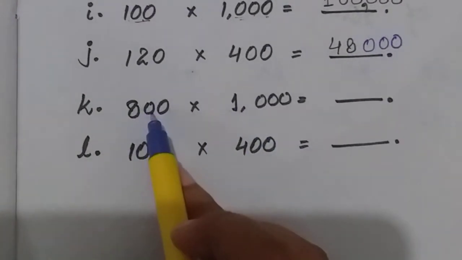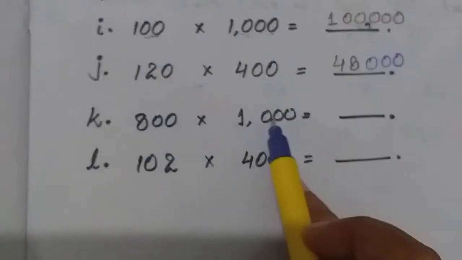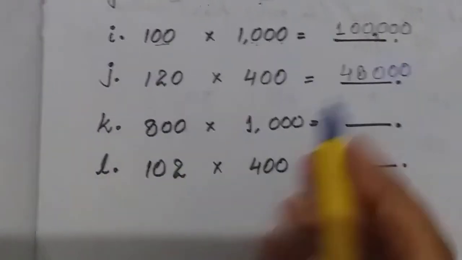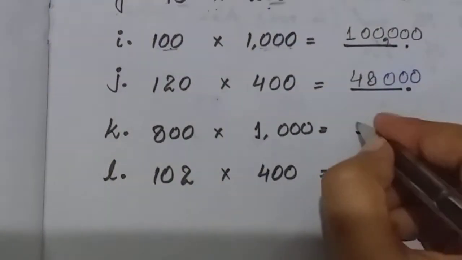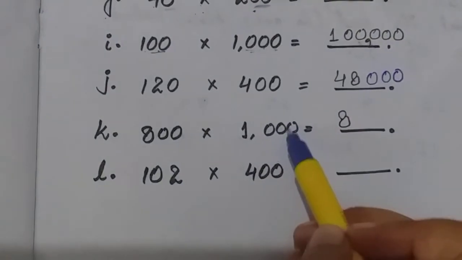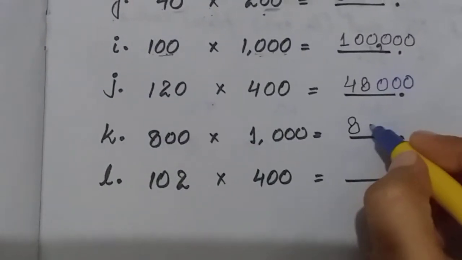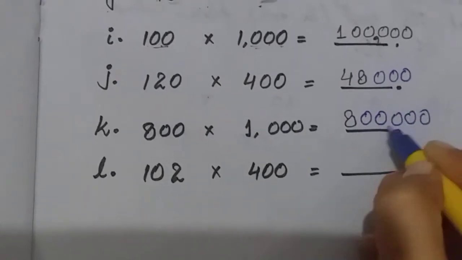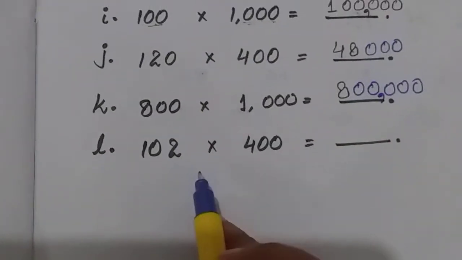In this example we will ignore these 2 zeros and these 3 zeros and find the product of the remaining numbers, that is 8 by 1. So 8 multiplied by 1 is equal to 8, and then we will place these 2 and 3 zeros, that is 5 zeros, in the last. 1, 2, 3, 4, 5. So this is our last example.